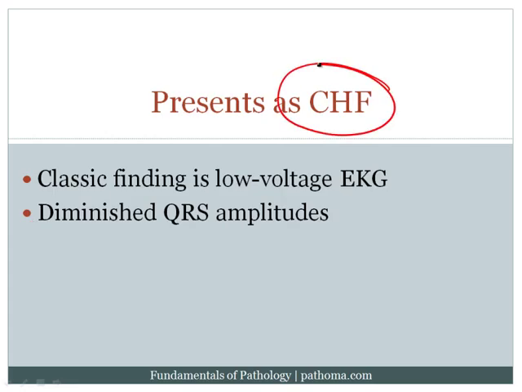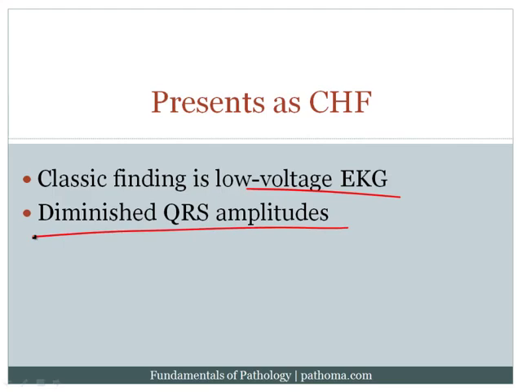Patients with a restrictive cardiomyopathy will present with congestive heart failure, and again, that's because they're not able to fill the heart, so the blood will back up behind the heart. And the classic finding on EKG, because you've got all this material in the wall of the heart, will be low voltage EKG with diminished QRS amplitudes, and that's important to note as well.